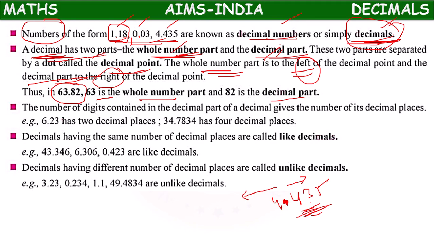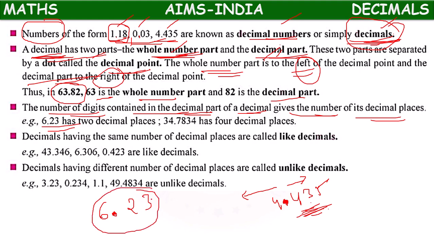Okay. So the number of digits contained in the decimal part of the decimal gives the number of its decimal places. Means 6.23. Suppose if they give the decimal number 6.23 and ask the question, how many decimal places does 6.23 have? So how can we give the answer?